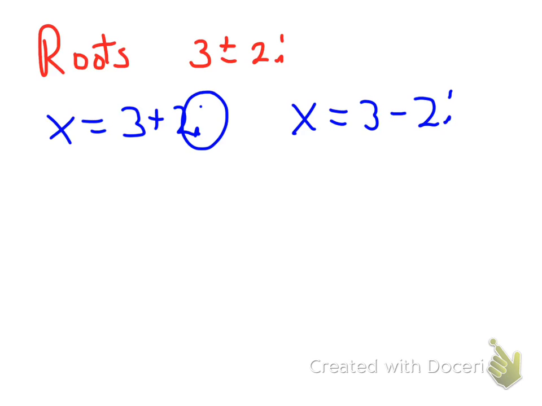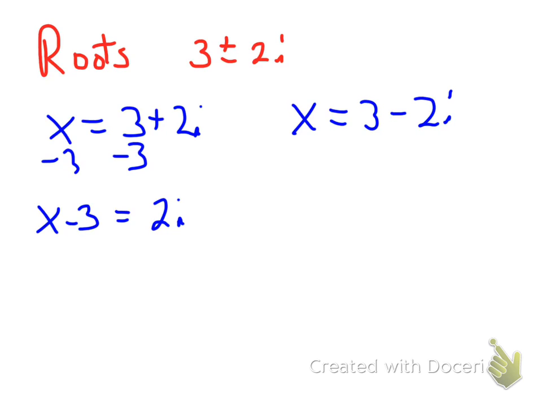In order to get rid of the i, I need to square it. But what I don't want to do right now is square it in the form that it is, because if I squared both sides, I'd need to make a generic rectangle out of this, and I actually would not get rid of the i. What I'm going to do first is subtract 3 from both sides, giving me x minus 3 equals 2i. Now I'm going to square both sides.